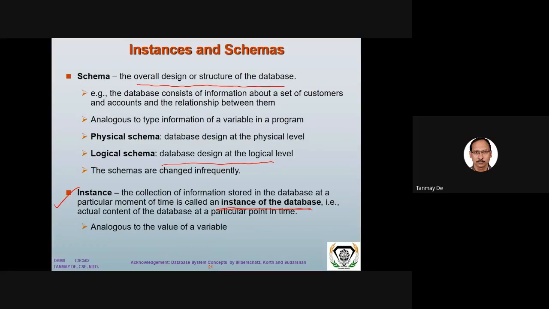But an instance is, at a particular moment of time, what records or what information is stored in the customer table. That is the instance of the banking database. That is, at a particular moment of time, what information is stored in the different tables of the banking database system. This is called the instance of the banking database system.